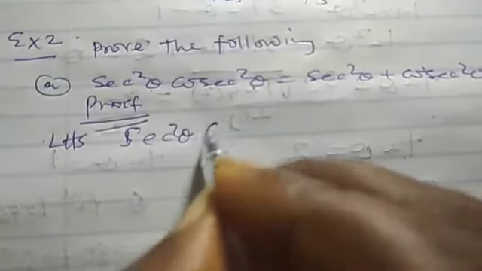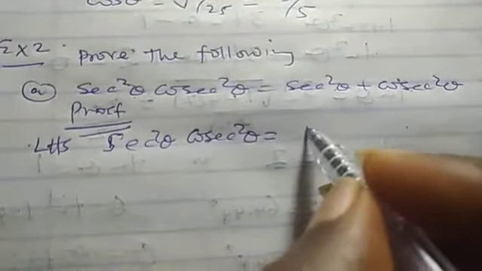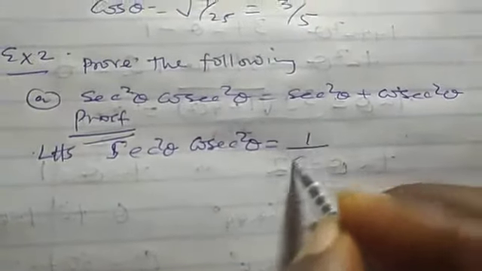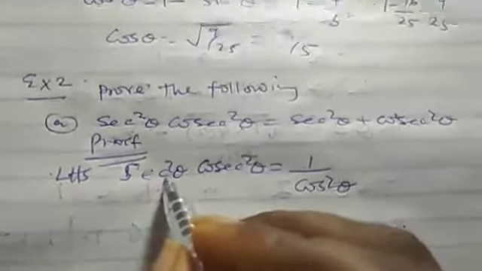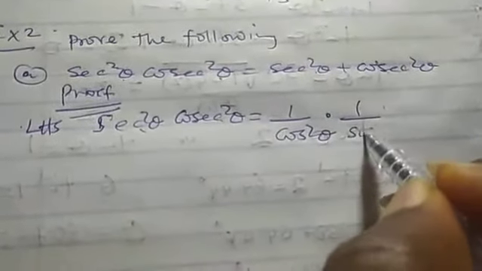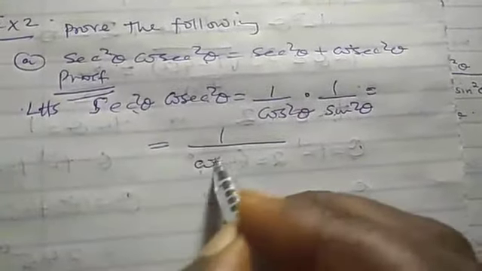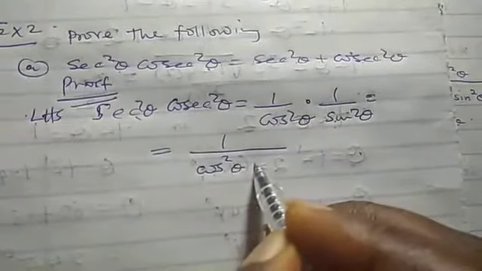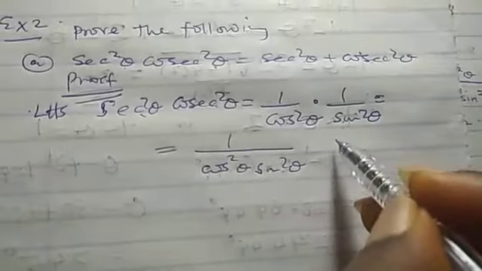Sec square theta cosec square theta will now be equal to 1 over cos square theta, because sec is the reciprocal of cos. Also cosec is the reciprocal of sin. This is 1 over sin square theta. And if you multiply together, it should give me 1 over cos square theta sin square theta.